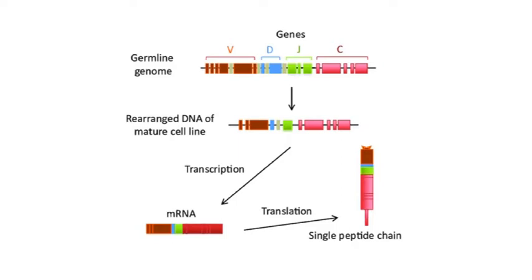Rearrangement of the TCR alpha and beta chain gene segments results in VJ joining for the alpha chain and VDJ joining for the beta chain. After transcription of the rearranged TCR genes, RNA processing and translation, the alpha and the beta chains are expressed as a disulfide linked heterodimer on the membrane of the T cell.